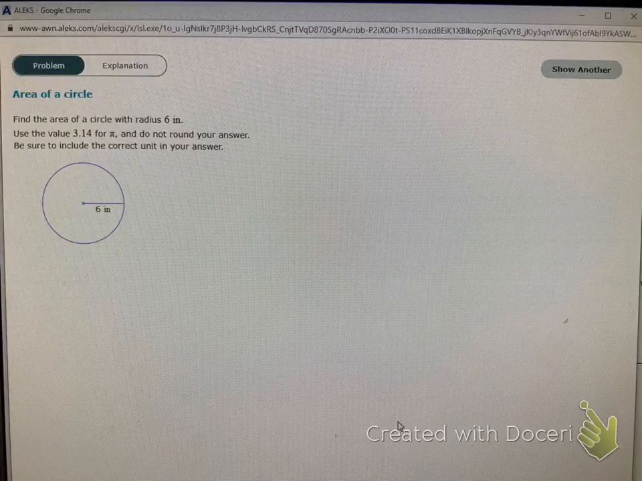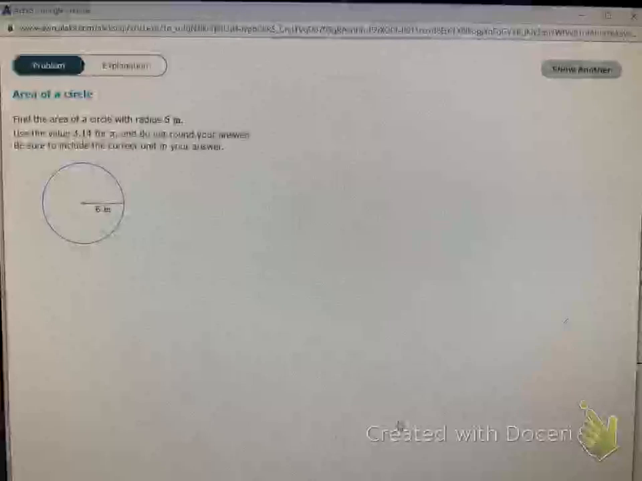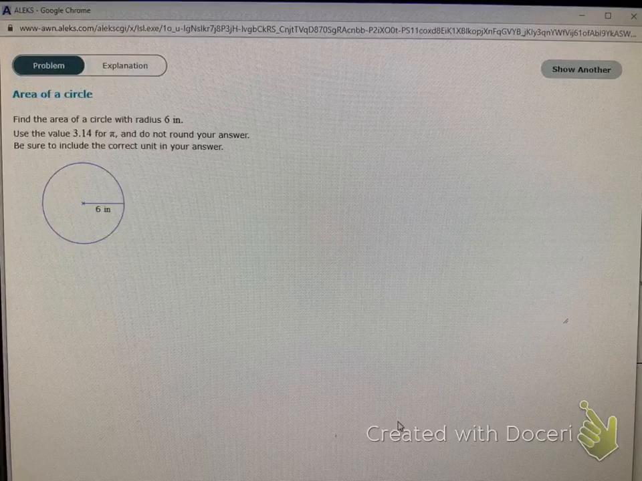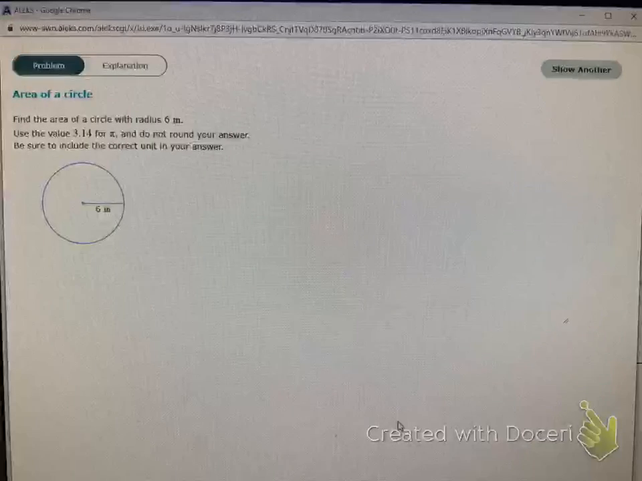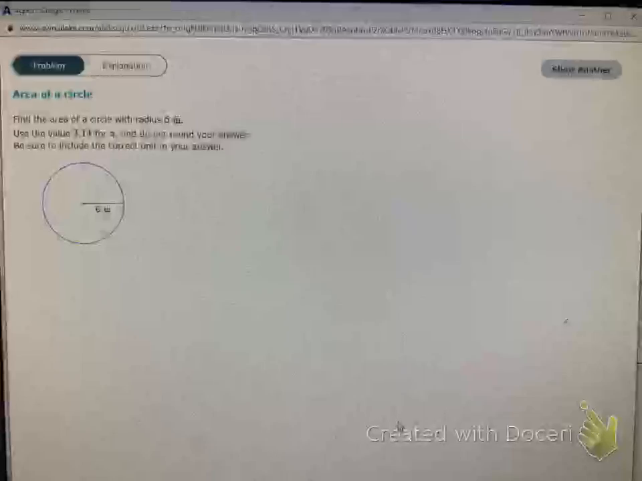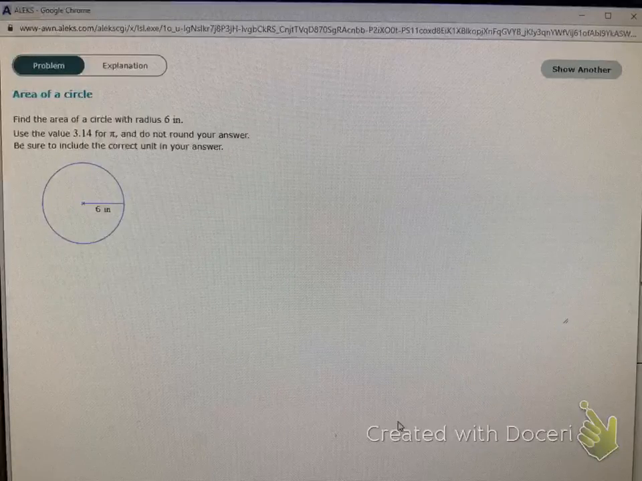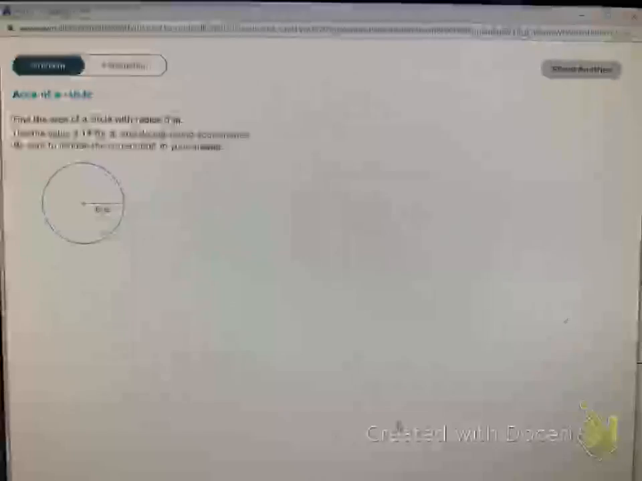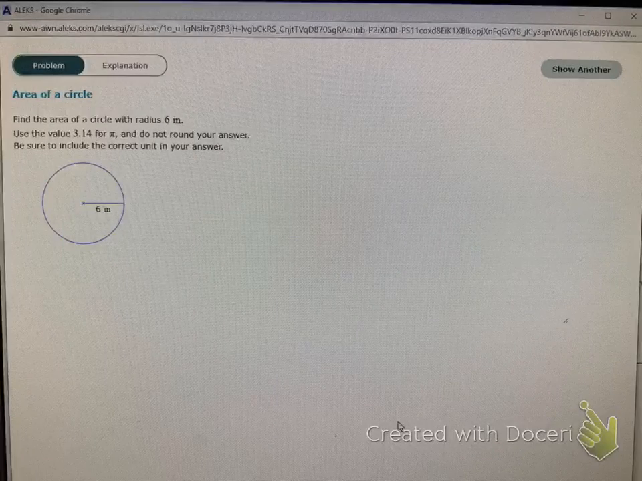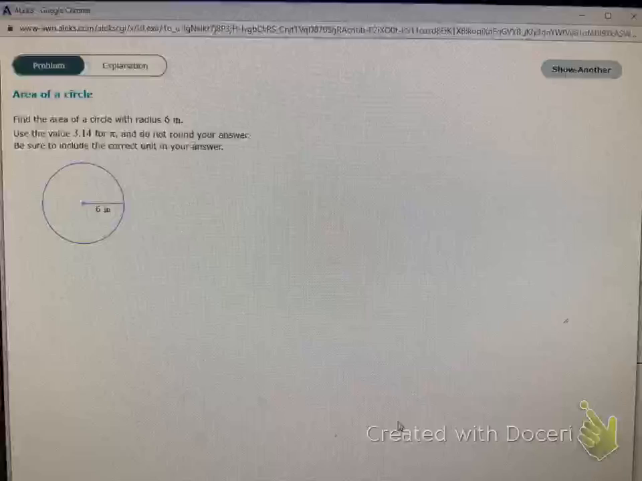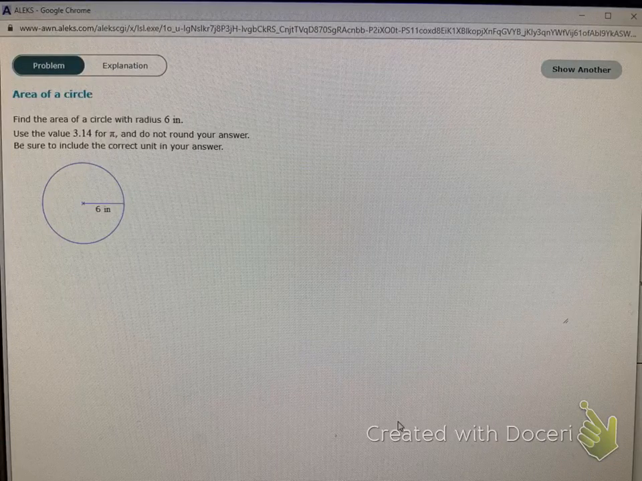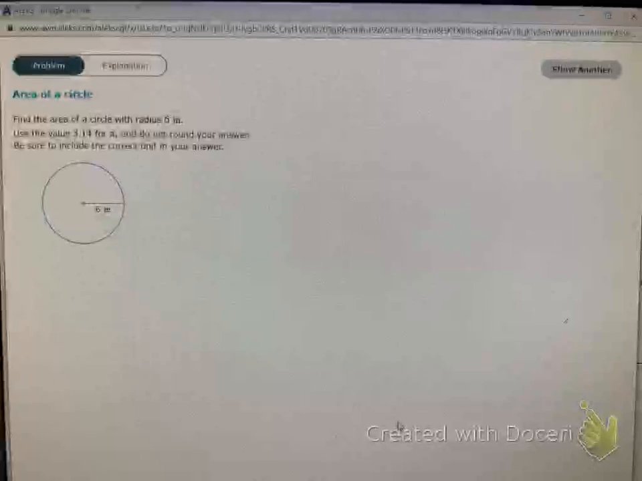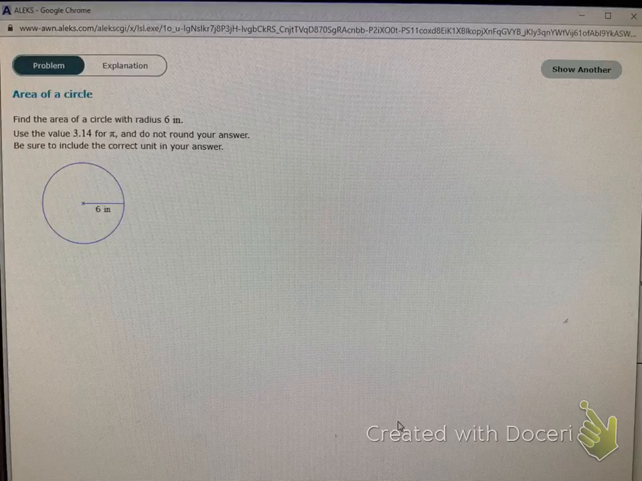Okay, this one is on the area of a circle. It says, find the area of a circle with radius 6 inches. So we have a picture with a radius of 6 inches. It says, use 3.14 for pi and do not round our answer. Be sure to include the correct unit in the answer. So we need to put inches, and it's not just inches because this is area. And so I will try to attempt to teach this as well.